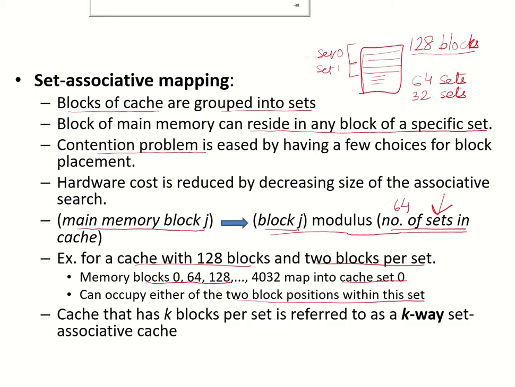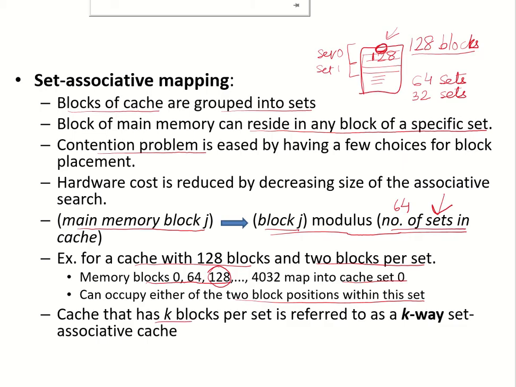Within this cache set, they can occupy any of the 2 blocks present within the set. If main memory block 0 has to be brought into the cache, it can come into one block of set 0. Now if main memory block 128 has to be brought in, we don't have to replace this block. It can be placed in the next available block in that particular set. So this eases the contention problem and gives more choices for placement of main memory blocks.